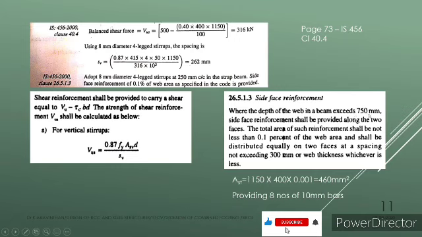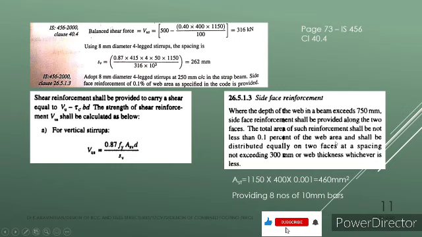If you are designing any beam, earlier in last semester you would have designed a beam which is lesser than 750 mm. There side face reinforcement would not be essential. For high load carrying structures, this section may have more than 750 mm depth. Hence, this kind of section needs side face reinforcement, which will be 0.1% of web area.